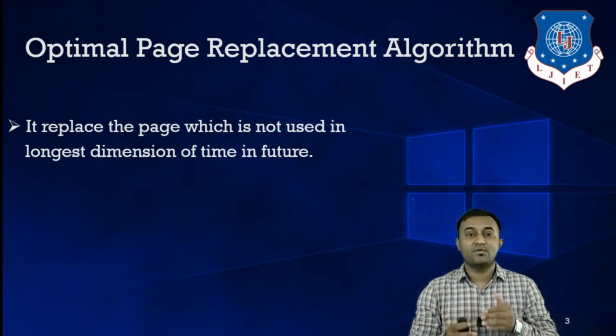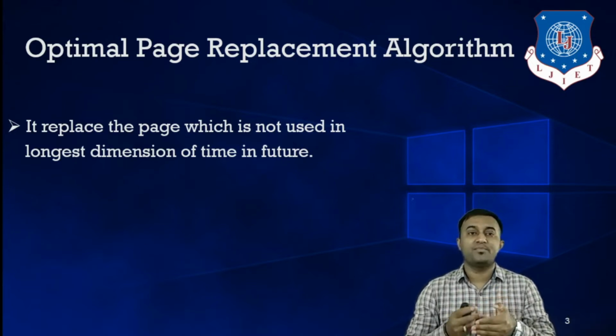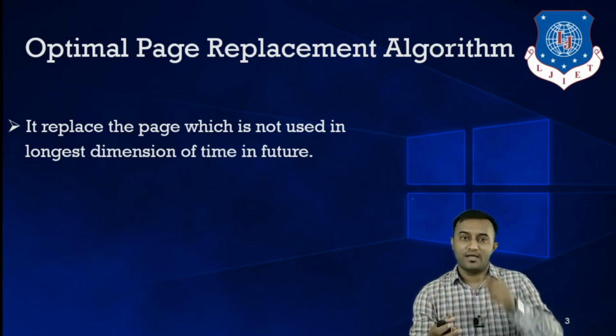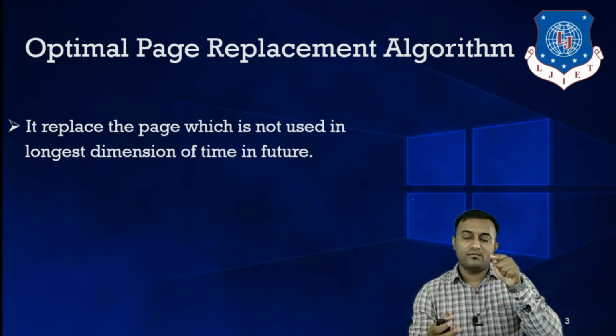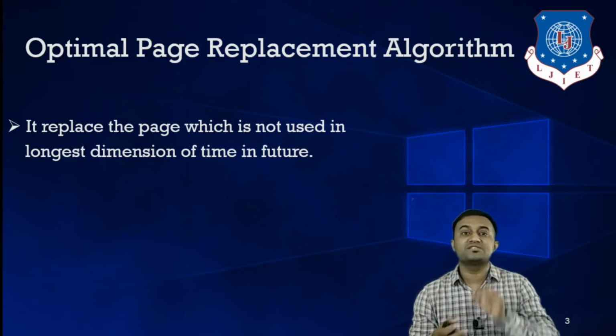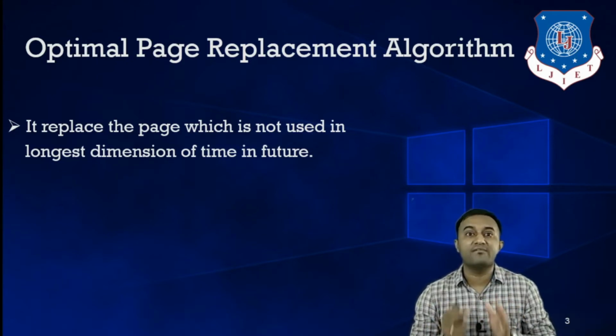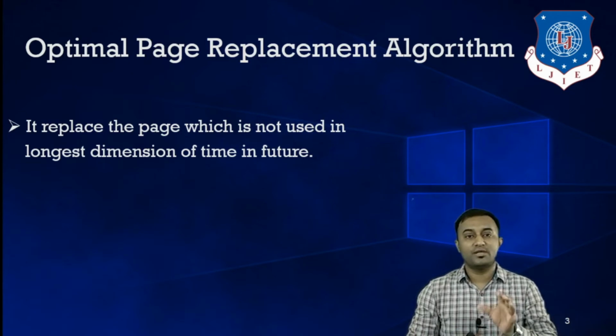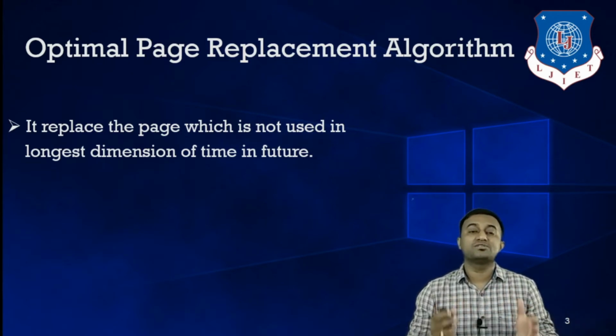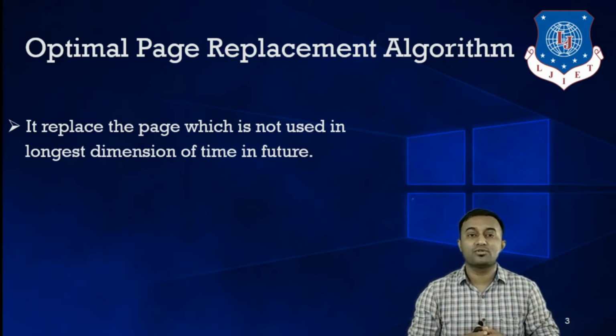So the optimal page replacement algorithm uses a futuristic approach, meaning we look at which page will be used last in the future when compared to the existing page numbers in main memory. This is how the optimal page replacement algorithm works. Let us discuss these things with the help of an example so that things will be clearer.